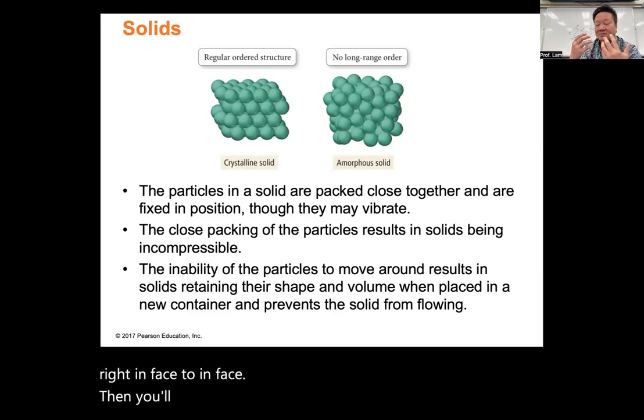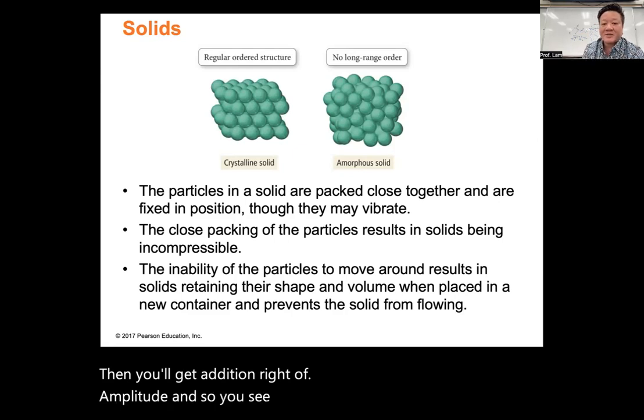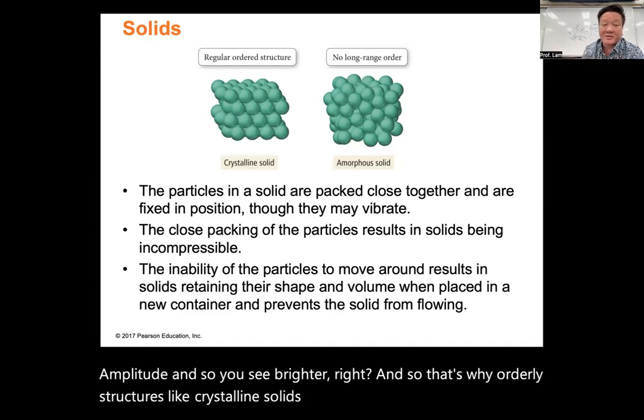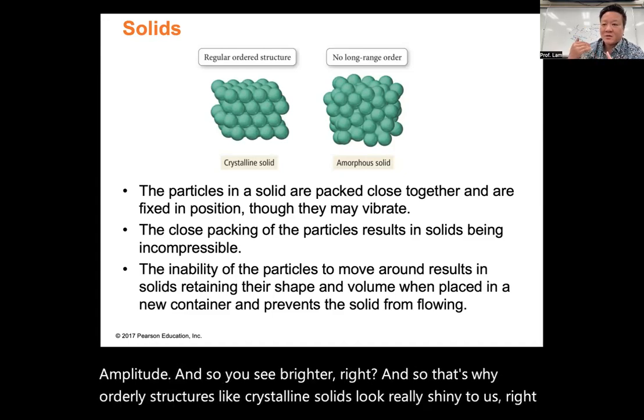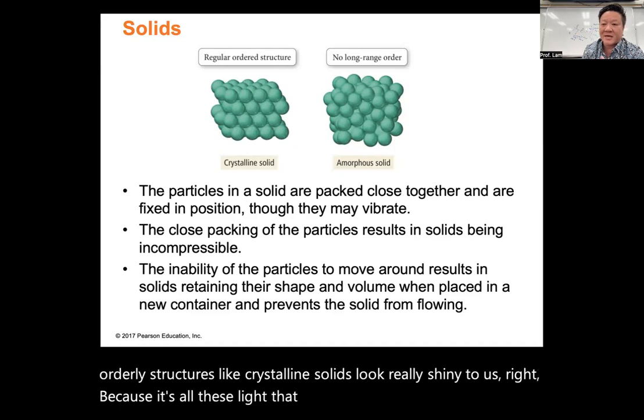Then you'll get addition of the amplitude, and so you see brighter. That's why orderly structures like crystalline solids look really shiny to us, because all this light that is reflected back is doing constructive interference.